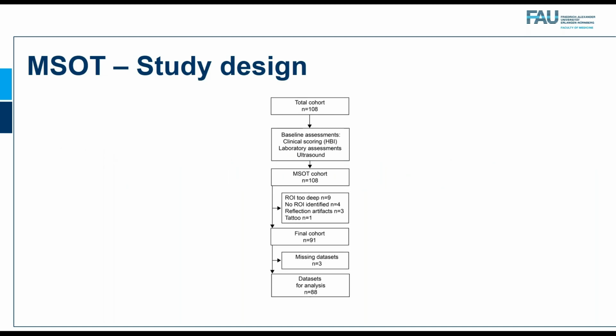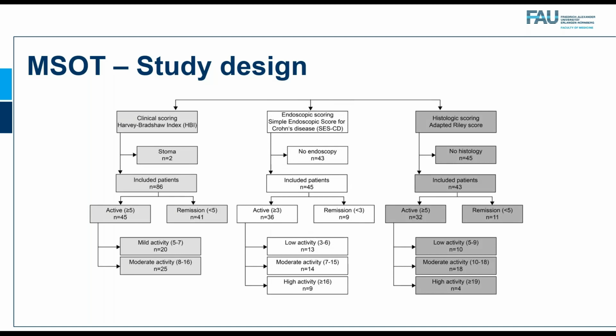We included in this study over 100 patients, and we correlated disease activity based on clinical scoring with the Harvey-Bradshaw index, endoscopic scoring with the Simple Endoscopic Score for Crohn's Disease, the SES-CD, and also histologic scoring with an adapted Riley score. Patients were first classified as either having active disease or remission, and then in the group of active disease patients we also differentiated between mild, moderate, and high activity.